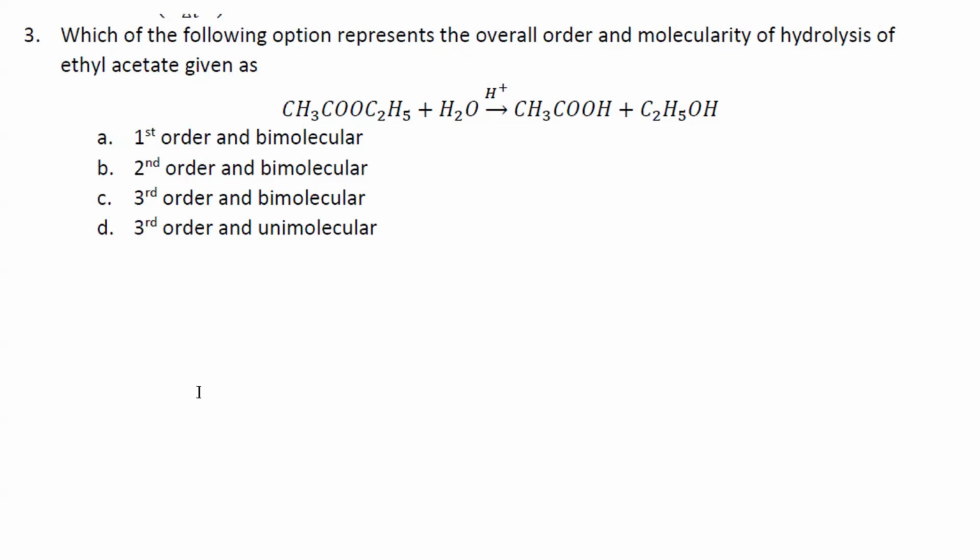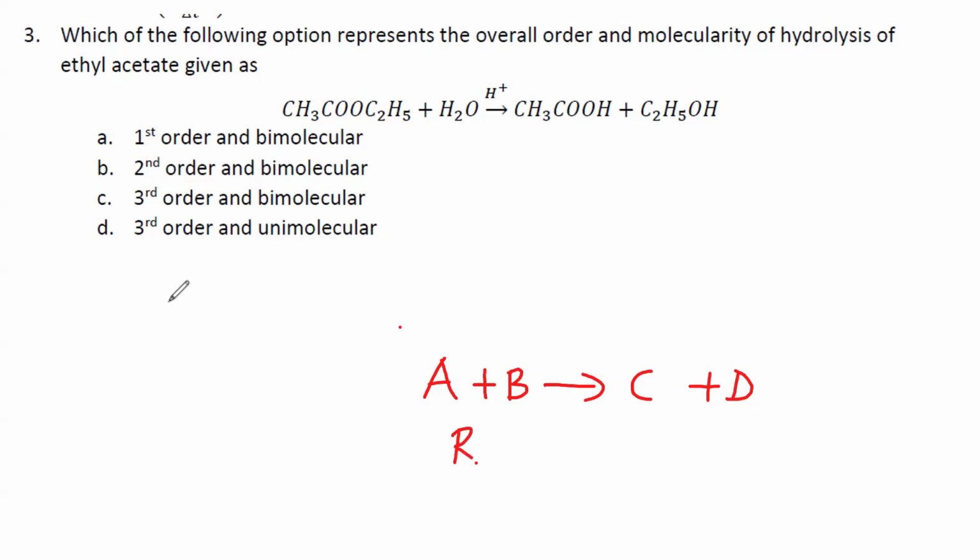Before we start solving the question, we need to understand the order of the reaction and the molecularity, and it is very, very important. In writing the order of the reaction, we need to know how to write the rate expression. Let's say we have a reaction where A plus B produce C and D. How are we going to write the rate expression?